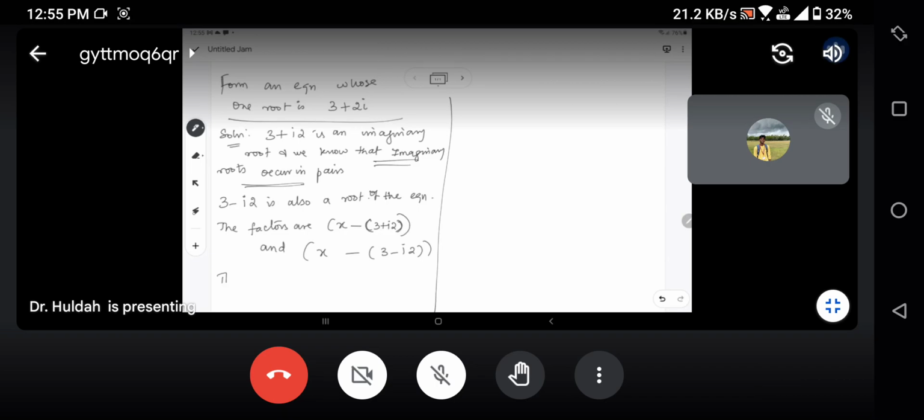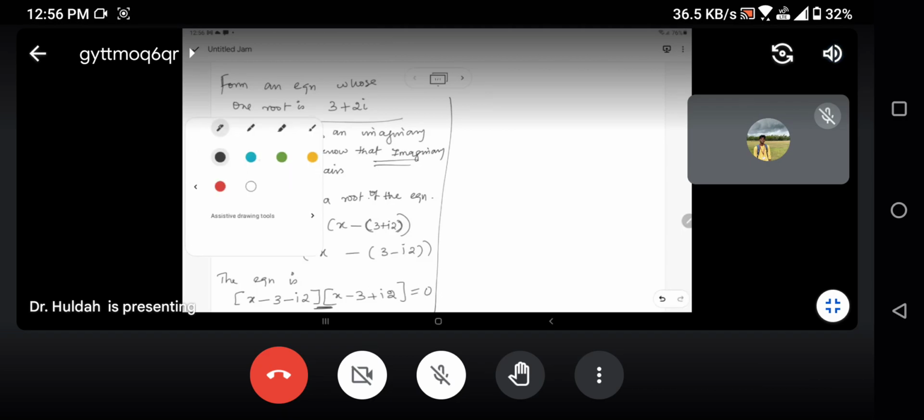So how do you form the equation? The equation is (x minus 3 minus 2i), I take that minus inside, into (x minus 3 plus 2i), take the minus inside, equal to 0. Why did I put equal to 0? Because I'm finding the product. Okay, into, I didn't put a comma or anything in between.